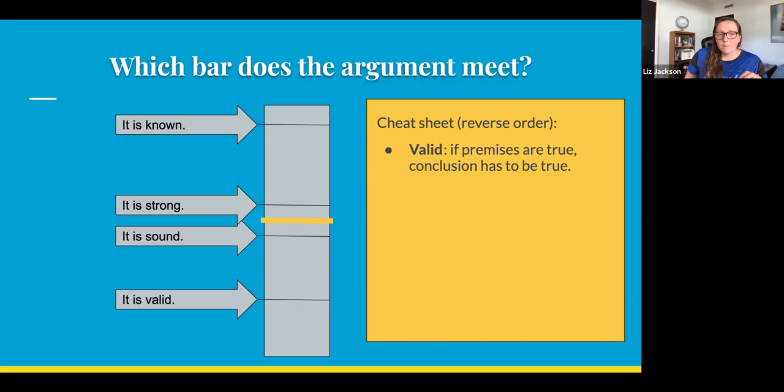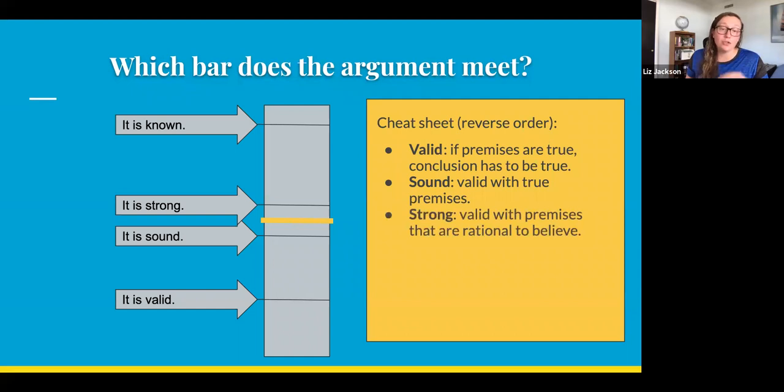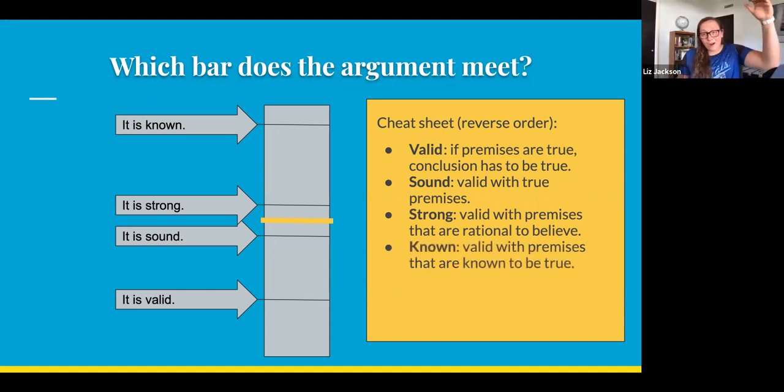And then, our next two, one isn't clearly better than the other. One represents objective goodness, one represents subjective goodness, but I put them in that order for a certain reason. I'm going to talk about what the yellow line means in a second. So the next bar that the argument would clear is that it has true premises. So that would mean it's a sound argument. Then a strong argument. So that means it's valid with premises that are rational to believe. And it could be strong but not sound. It could be sound but not strong. The reason I put strong there, again, I'm going to explain in a second. And then the highest bar is that it's valid with premises that we know to be true. So that's maybe the best kind of argument.